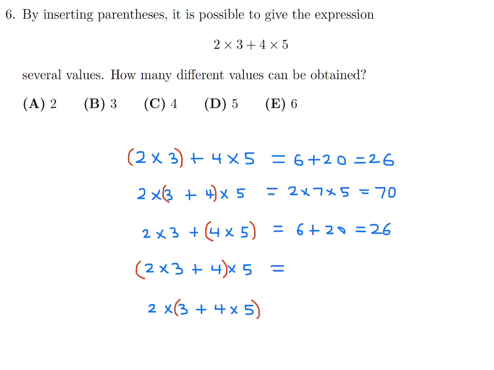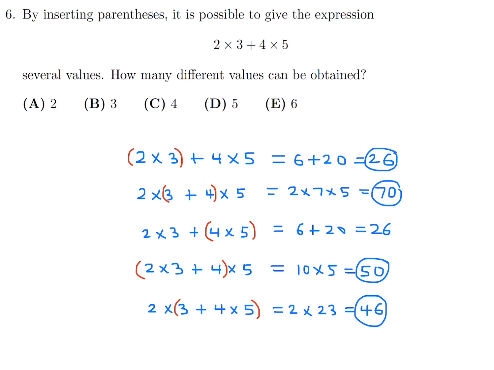This one definitely changes. 2 times 3 is 6, 6 plus 4 is 10, so 10 times 5, 50. And the last one, let's see here, 4 times 5 is 20, plus 3 is 23, so 23 times 2 is 46. And I think that's it. So the number of unique values we got was 1, 2, 3, and 4. So number 6, the answer is C.